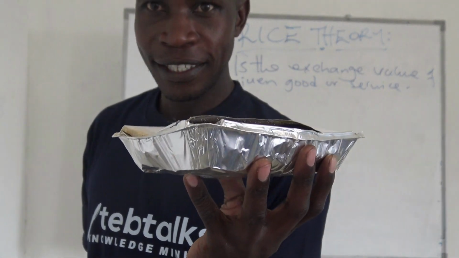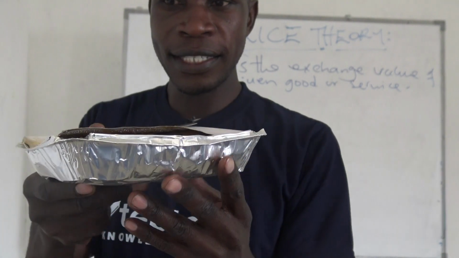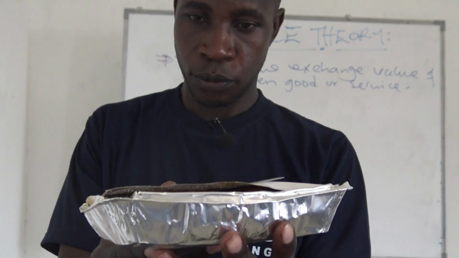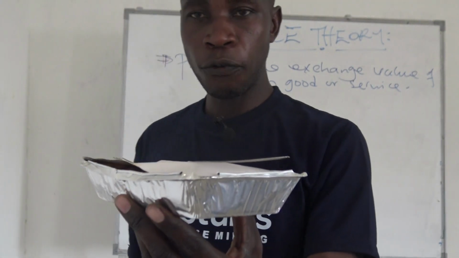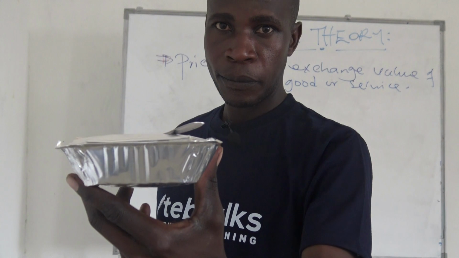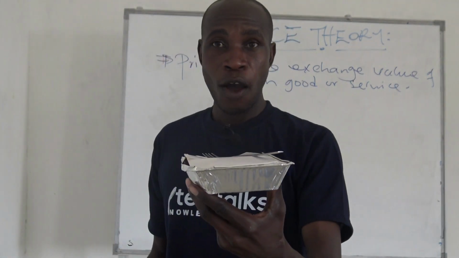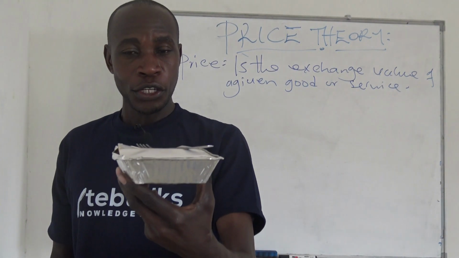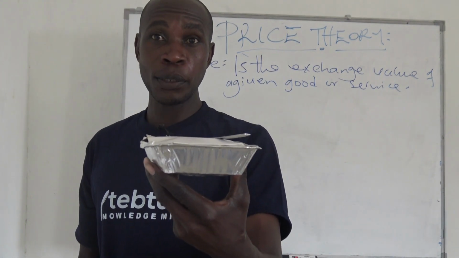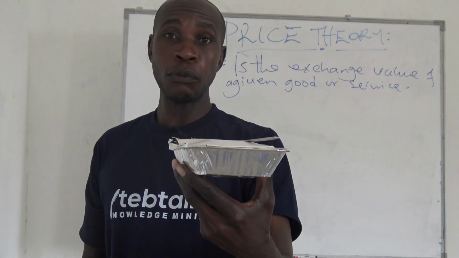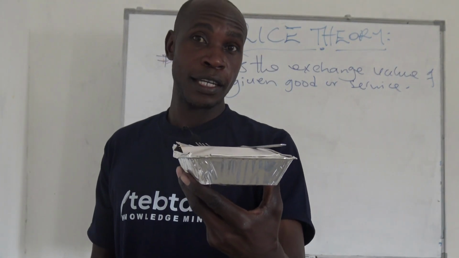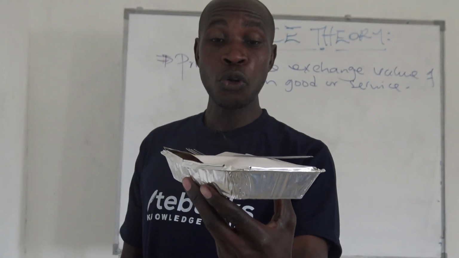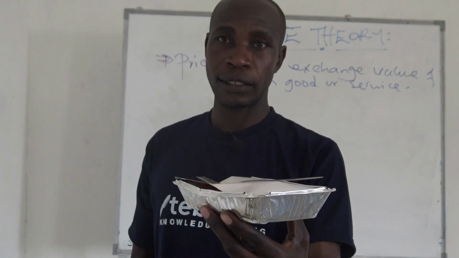Have you seen it? Have you identified what it is? This is food. This is food which has been packed, and we have bought it at a price. This food, for instance, was paid for, or I'm going to pay for it because I have brought it for you to see it and get to know what we call price.